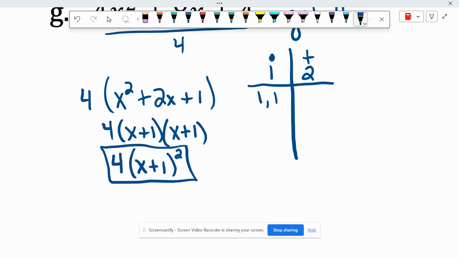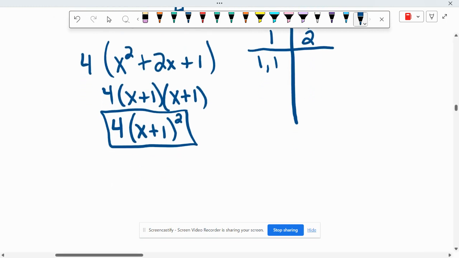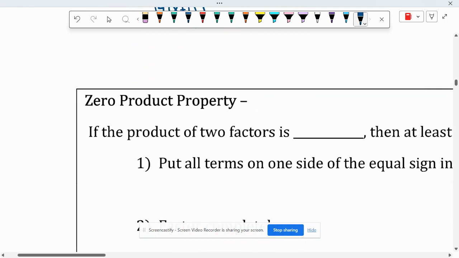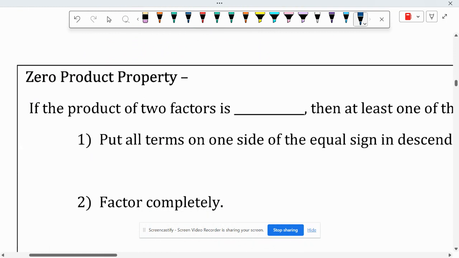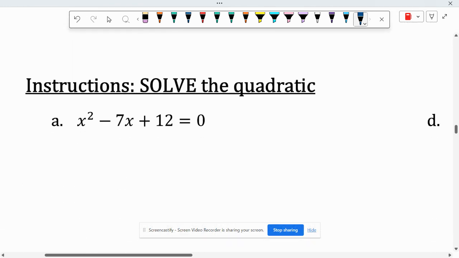I don't feel like we do a whole lot of practice with factoring, so today we're going to practice factoring. We've got more to do on the back. We're not done with our notes. What you're going to do is take your factoring and then use the zero product property and solve it. If the product of two factors is 0, then at least one of those has to be 0.